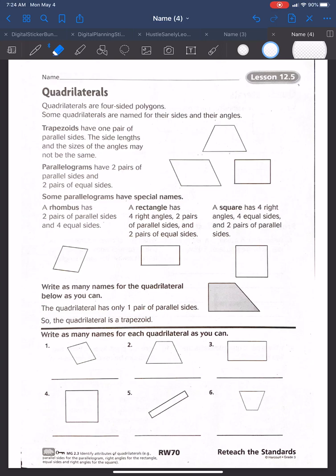Let's review quadrilaterals. You will need lesson 12.5, which is RW70. If you do not have this page in front of you, go ahead and grab it right now.